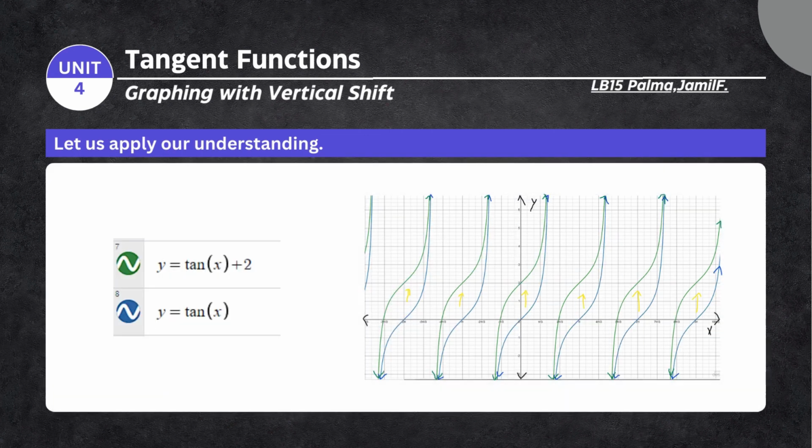By plotting a blue graph without a vertical shift, we can see how adding a vertical shift can affect the graph. Since our vertical shift is positive 2, we can see that the graph shifted upwards by 2 units from y equals 0.